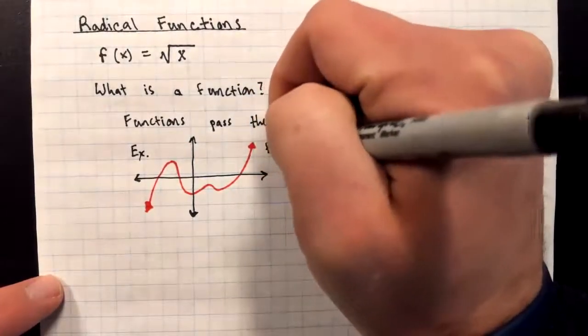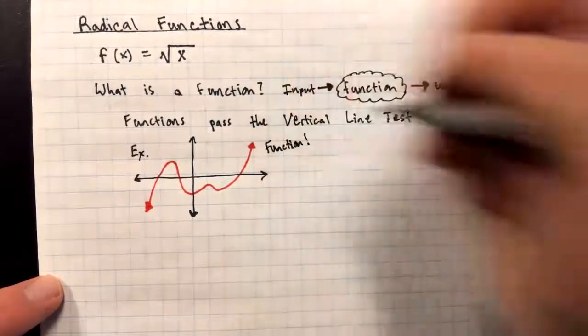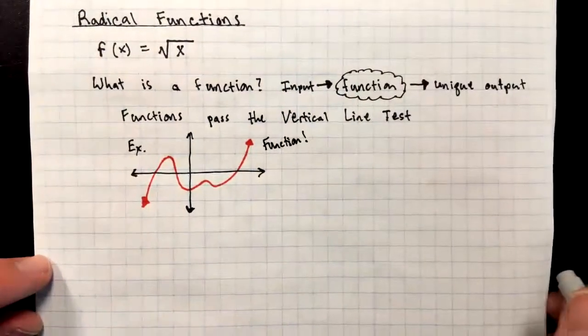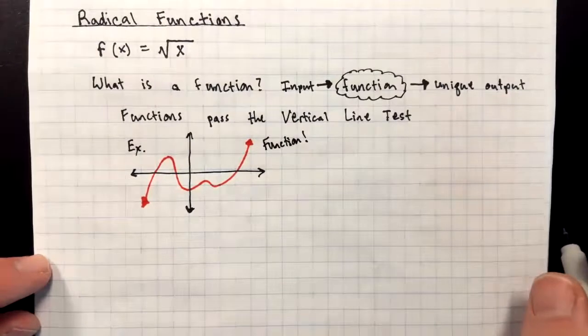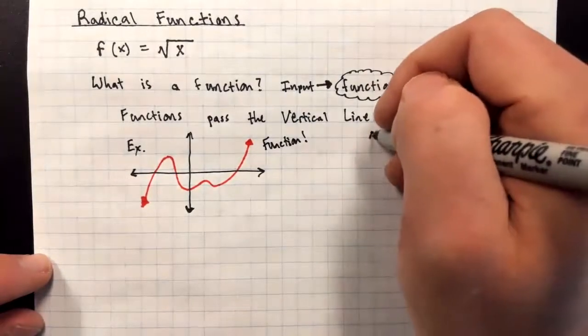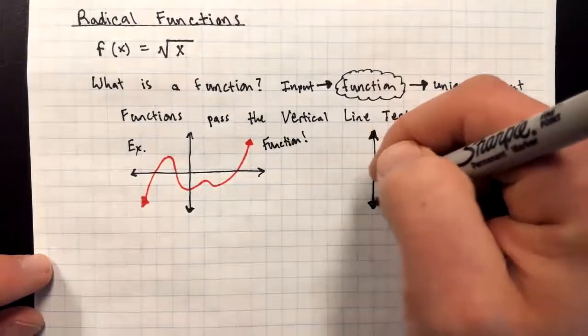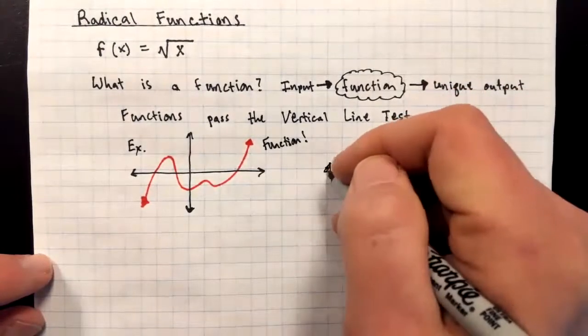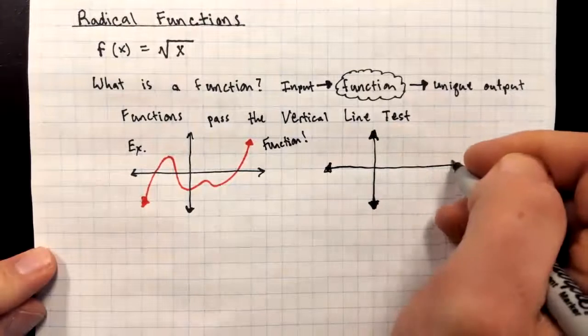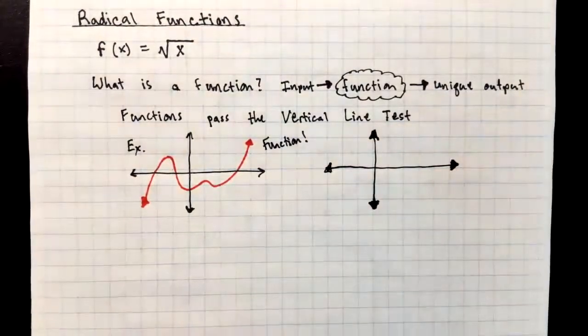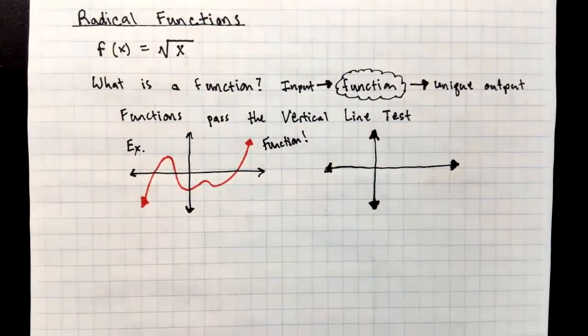This one right here, what did we say though? This one? It is a function because it passed the vertical line test. What about this one? I think you can probably already kind of infer what the answer is going to be, but I'll draw it anyways as an example. All right, so this function, what if I went like this?